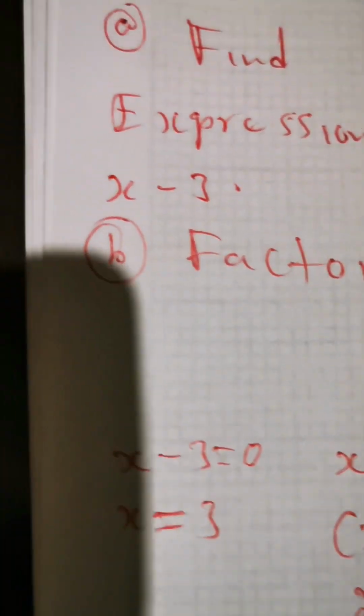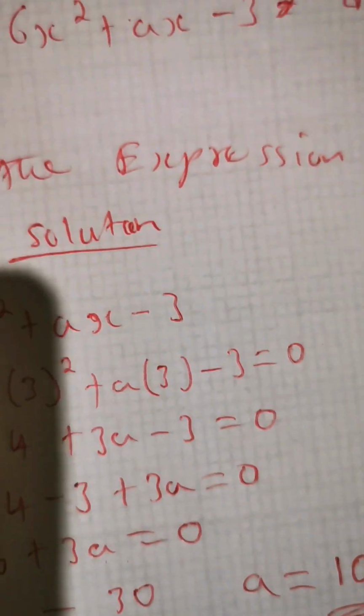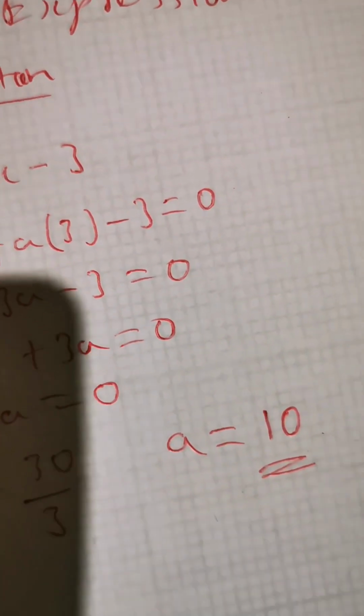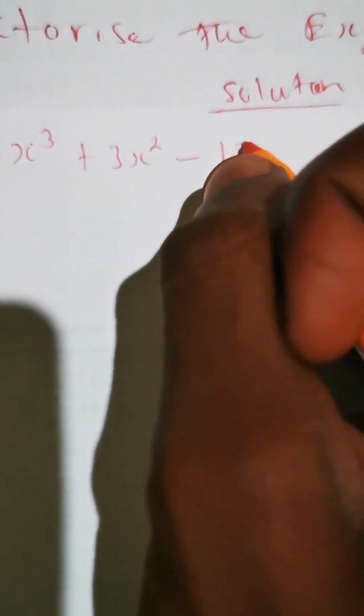We come to factorize the expression, which is question number 2. We're going to solve it from here. When you're factorizing the expression, you write your expression: 2x cubed plus 3x squared minus 17x plus 12.